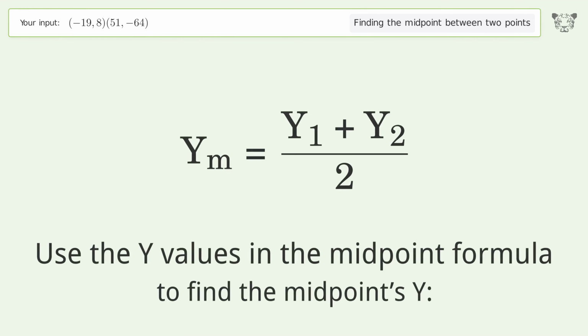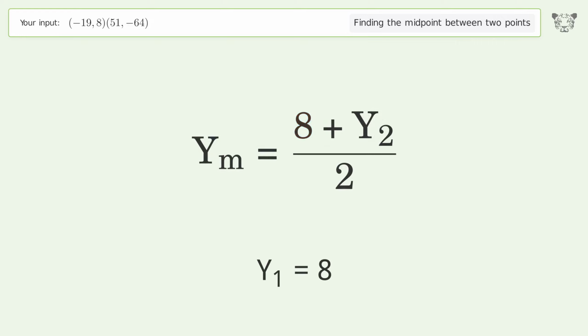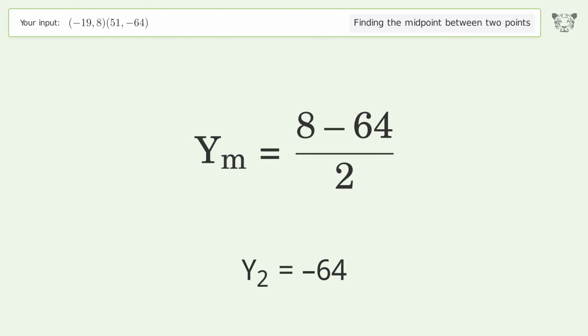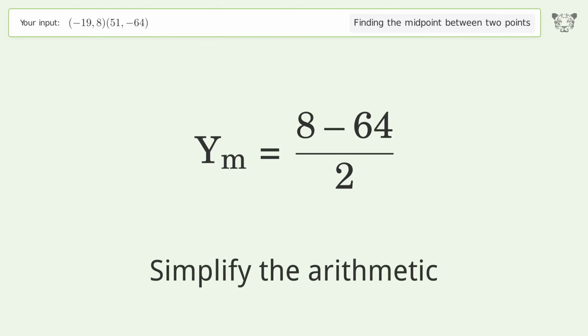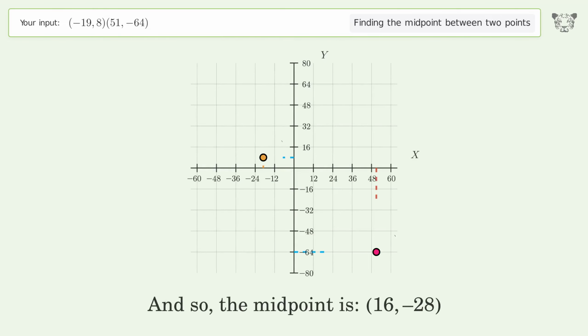Use the y values in the midpoint formula to find the midpoint's y. y1 equals 8. y2 equals -64. Simplify the arithmetic. And so, the midpoint is 16, -28.